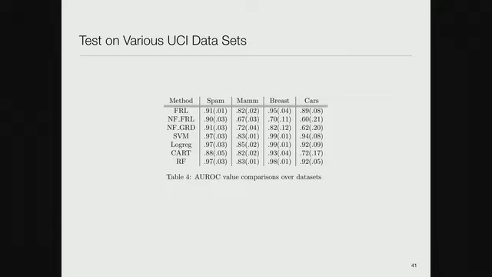They also tried on a variety of University of California, Irvine machine learning data sets. These are just random public data sets. And they tried building these falling rule list models to make predictions. And what you see is that the AUCs are pretty good. So on the spam detection data set, their system gets about 91%. Logistic regression, again, gets 97.